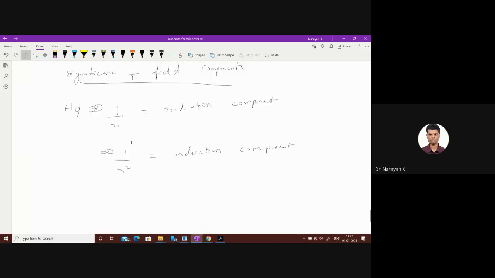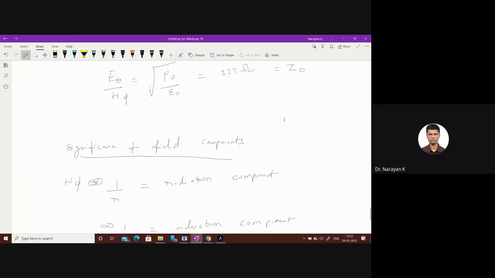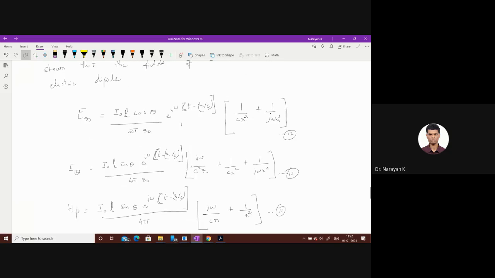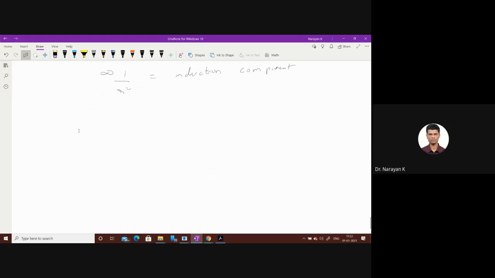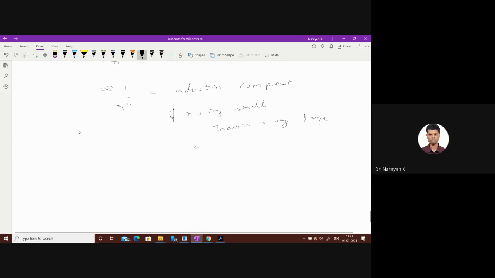Now, when R is very small, this component will be very large. When R is very large, ER will be very small. Is it clear? Correct or not? Yes, sir. So, if R is very small, the induction component is very large, and vice versa.